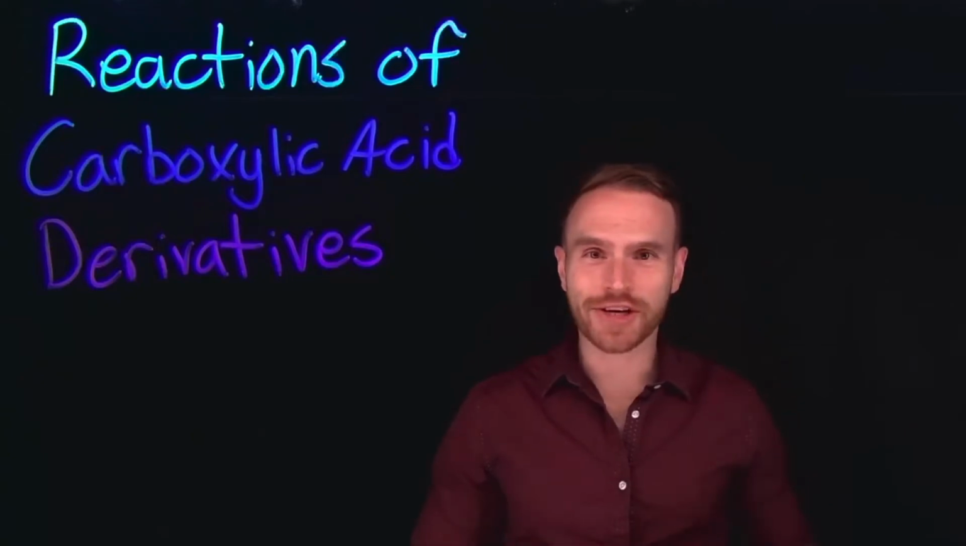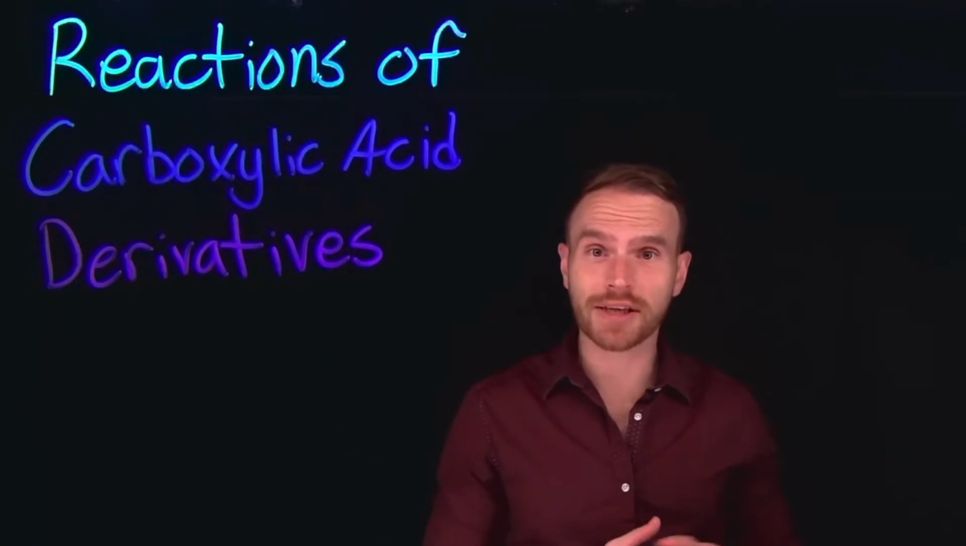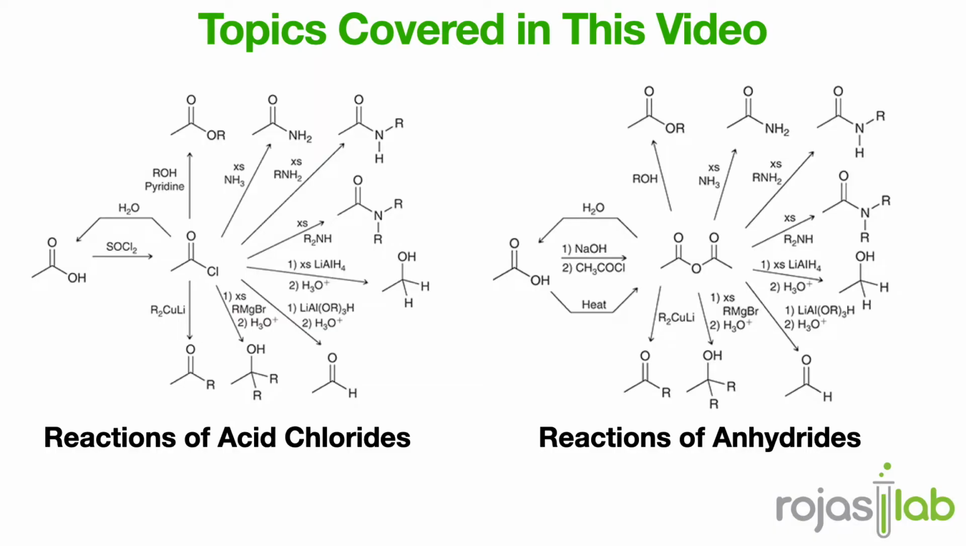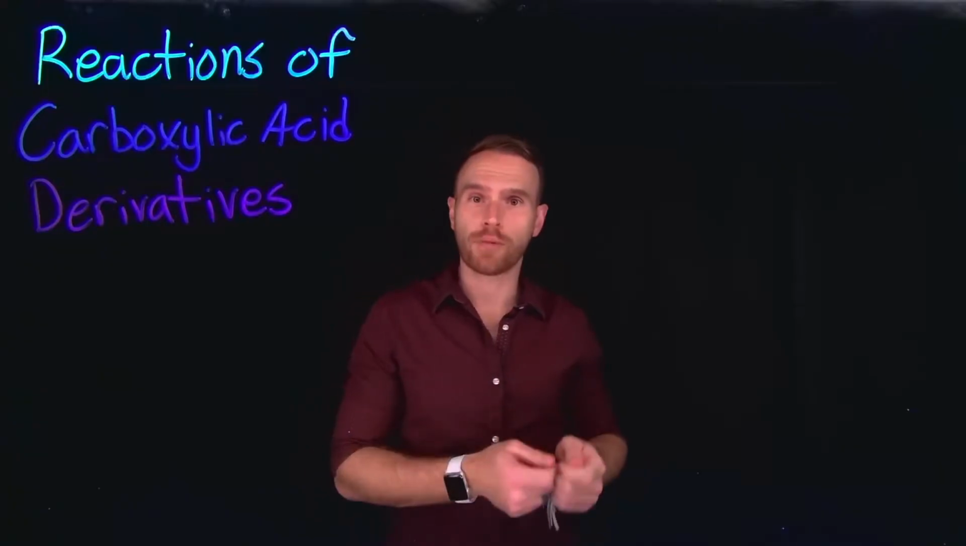I am so glad you're here because today we're going to be talking about all the different types of reactions that carboxylic acid derivatives can do. From acid chlorides, anhydrides, esters, and amides, we're going to explore all the different ways that we can transform these functional groups into new ones. And we're going to add these tools to our toolkit when performing multi-step synthesis.